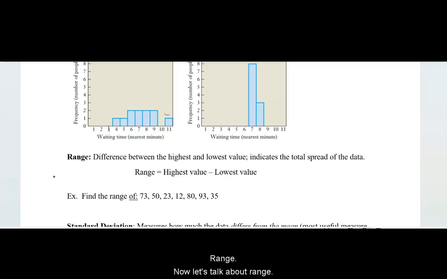Range. Now let's talk about range. We're going to get more into the spread when we get into standard deviation, but one type of spread is your range. And that's just the difference. This is a very easy calculation, I promise. It's just the difference between the highest and the lowest value in your data set. It indicates the total spread of the data. So range is just the highest value minus the lowest.